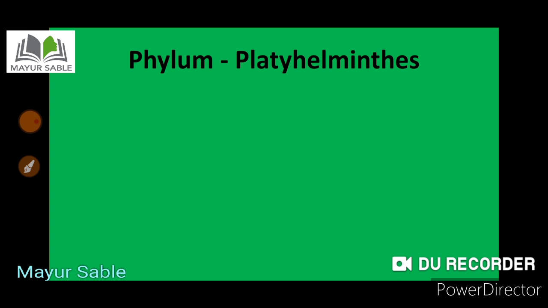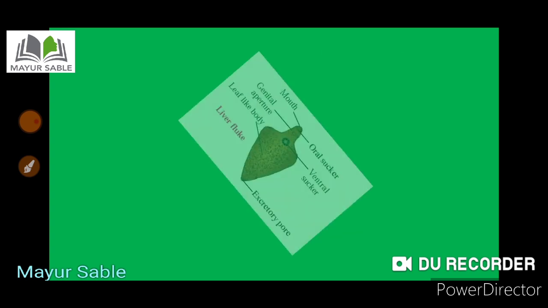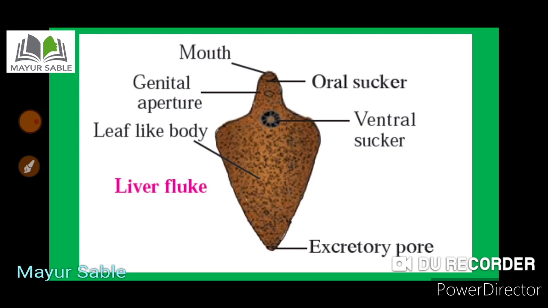The next phylum which we are going to study is the Platyhelminthes. Remember, platy stands for flat. So the body of these animals is slender and flat like a leaf or a strip. Therefore, they are also called flatworms. Here in this diagram, you can see the liver fluke. Its shape is like a leaf and the body is flat.